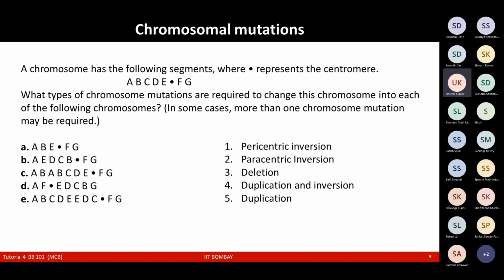Duplication and inversion. That's true. E is duplication and inversion. So the answers are simple actually. You just have to match this combination with the question and see which one is nearer and which is far. Based on that, these are the options. So these are very simple questions.